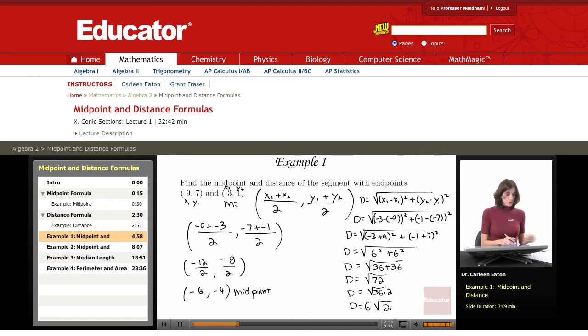So I found the midpoint is (-6, -4), the midpoint of this segment with these endpoints, and the distance between these two endpoints is 6 square root of 2.